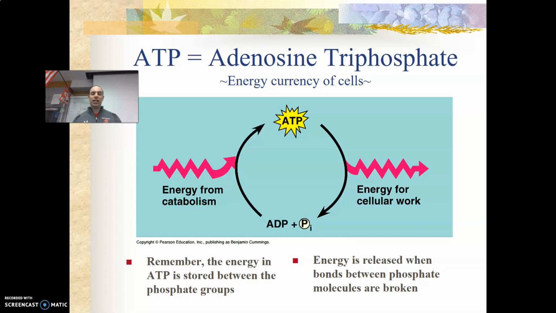Which molecule has more energy? The question says ATP or ADP. What do you think? ATP has 3 bonds. ADP has 2 bonds. So if you have more bonds, the more that can possibly break, the more energy is given off. So ATP has more energy than ADP.